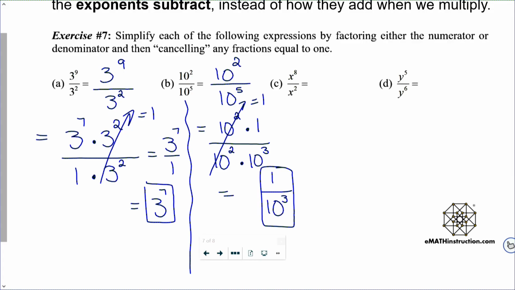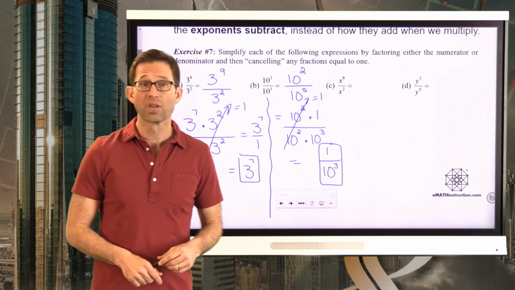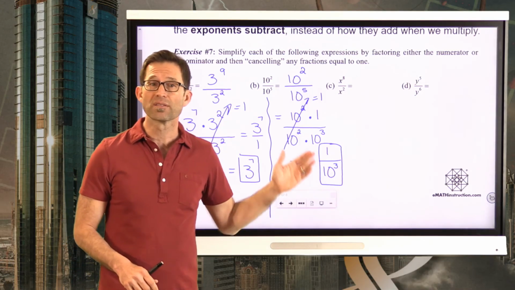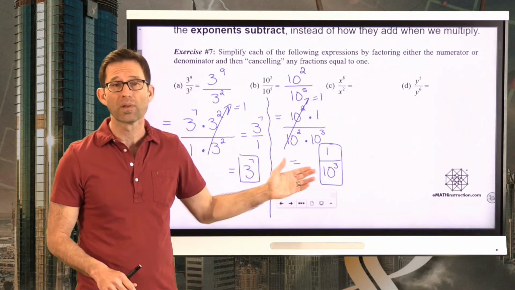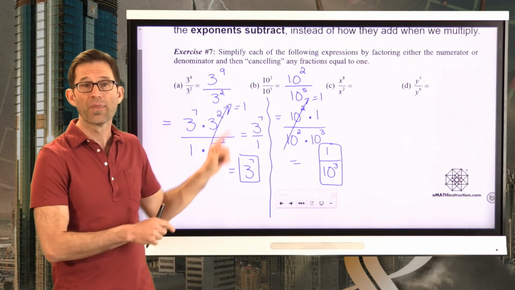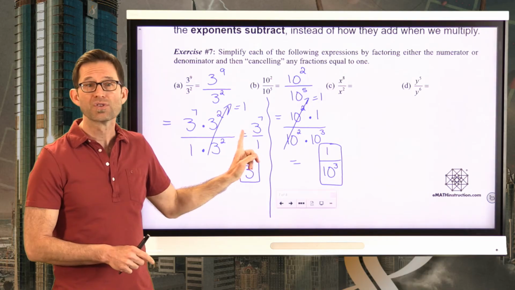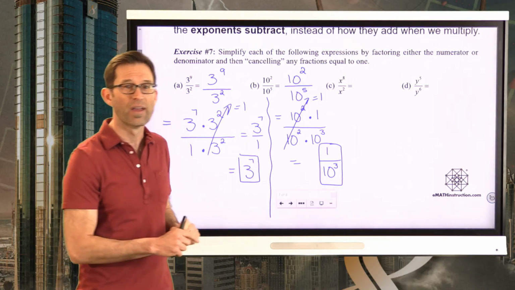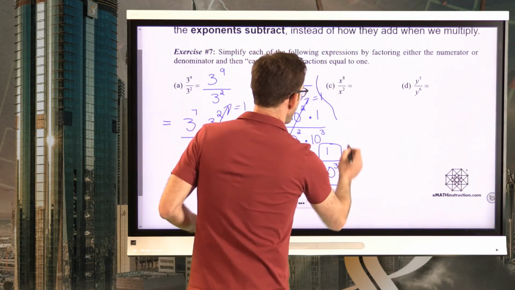Okay? And it's pretty easy, right? The exponents still subtract. 5 minus 2 is 3. It's just that because the higher power is in the denominator, I'm left with the exponential expression in the denominator. In this one, the higher power was in the numerator, so I was left with the exponential expression in the numerator.